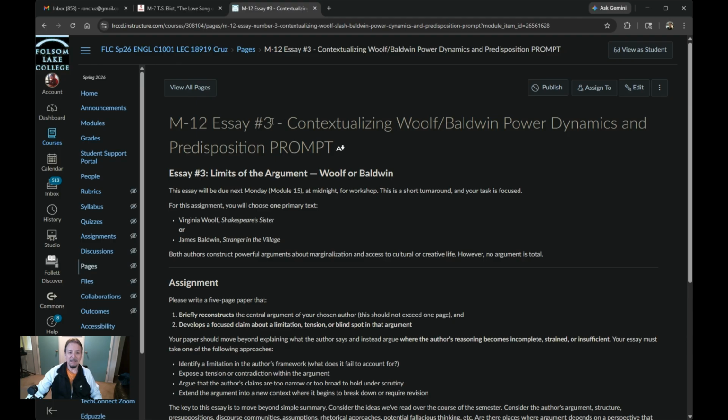So we have essay number 3 prompt. It's contextualizing Woolf and Baldwin, the power dynamics and predisposition. Please read over this prompt and make sure that you understand it. If you have questions, please reach out and let me know. If you have a prompt adjacent idea that you would like to pursue, you are open to do that, but you have to let me know. We have to have some discussion.